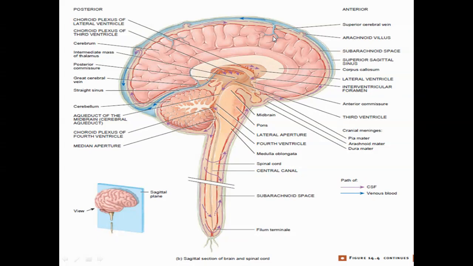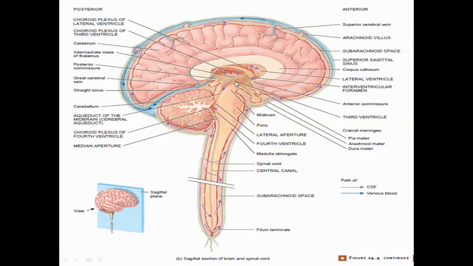So this is the arachnoid villus. As we have seen, this is the arachnoid villus through which the CSF is drained. These finger-like projections are in the subarachnoid space, and this is the lateral ventricles, a pair of lateral ventricles. The CSF flows from the lateral ventricle into the third ventricle through the interventricular foramen, and this is the third ventricle.